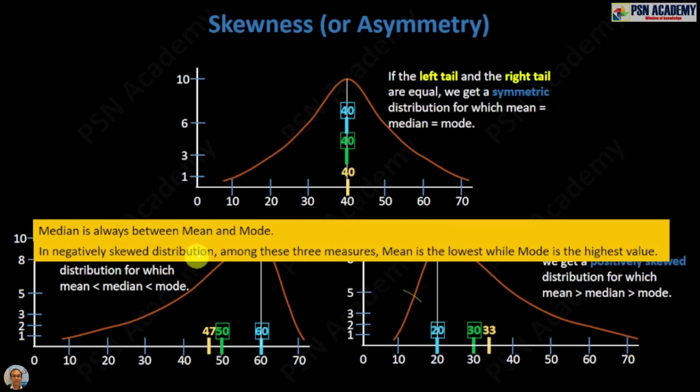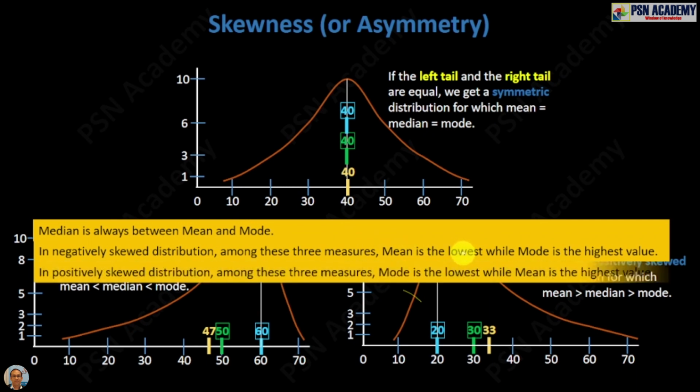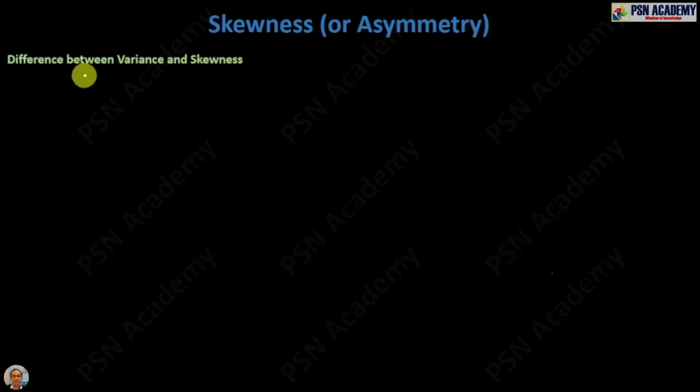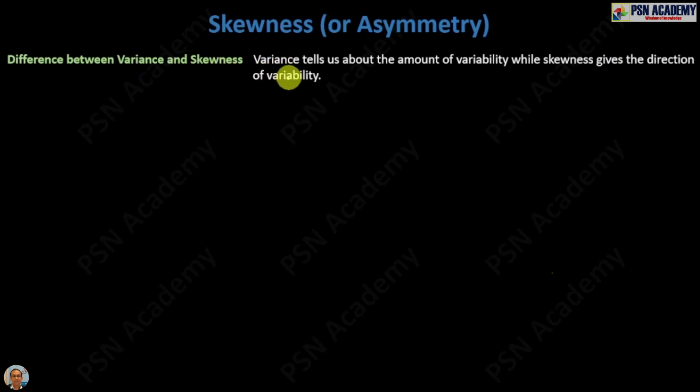In a negatively skewed distribution, among these measures, mean is the lowest and mode is the highest. And in a positively skewed distribution, mode is the lowest and mean is the highest. Now the question is, what is the difference between variance and skewness then? Because we see that the skewness is a measure of the variation, right? So the variance, what we learned before, tells us about the amount of variability, while the skewness gives the direction of variability.